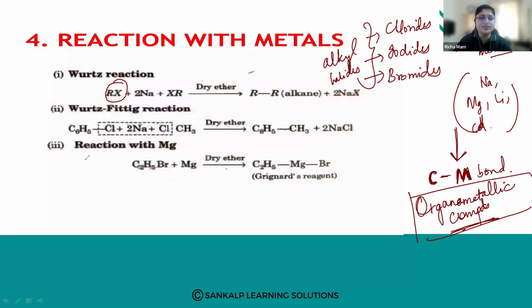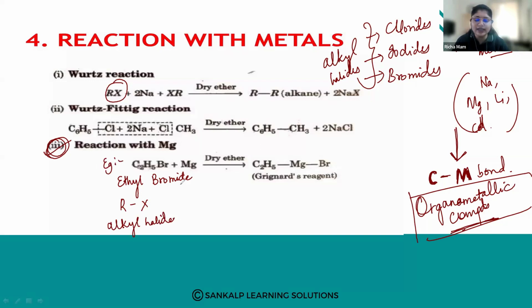Okay. So let us see first the reaction with Mg. Let us see the third one first. So reaction with Mg. So this is ethyl bromide. Let me take the example in general. If I take any alkyl halide, RX, and treat it with an active metal like magnesium in the presence of dry ether, what will be the product formed, students? What will be the product obtained?